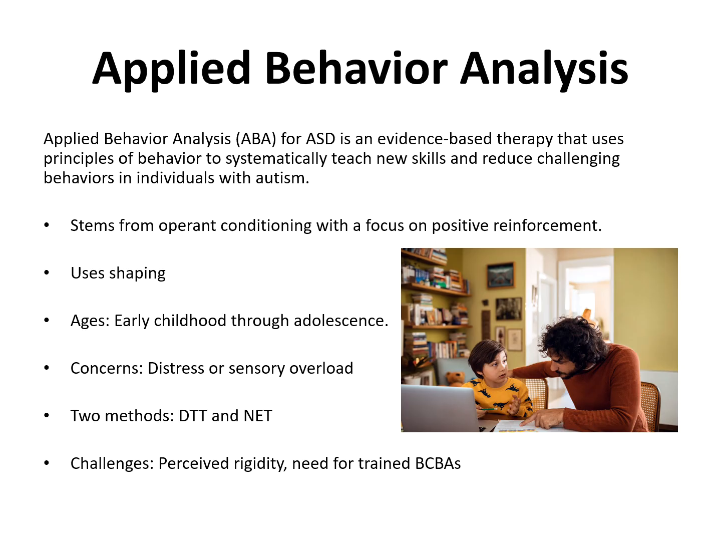There are two main methods of ABA, what's known as DTT and NET, which I'll talk about in the next few slides. Some of the challenges here, some people believe it may be a little bit too rigid. I would argue, though, that rigidity in organization and structure is actually beneficial when you're talking about autism spectrum disorder, because oftentimes kids, even adults, thrive on that rigidity and that structure.